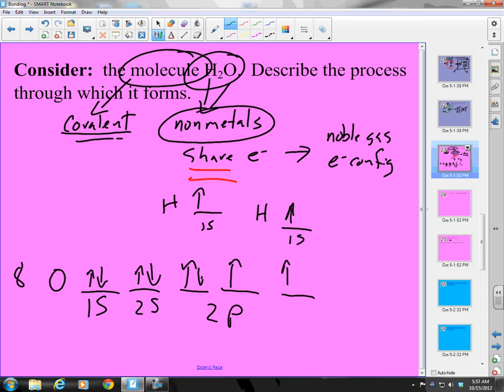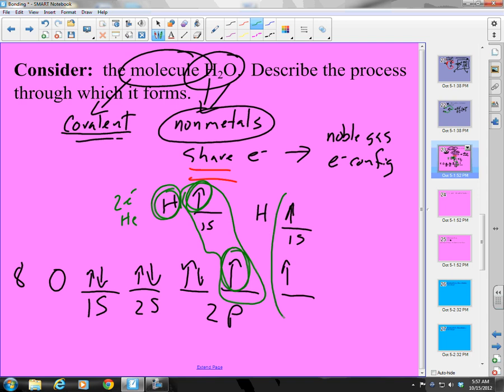Here it is. Good. Now what happens? Well, if I can get this hydrogen orbital to overlap this oxygen orbital, and they share electrons, all of a sudden, how many electrons does this hydrogen see? Well, it sees this electron here, and it sees this electron here. So it feels it has 2 electrons, and that makes it like helium.